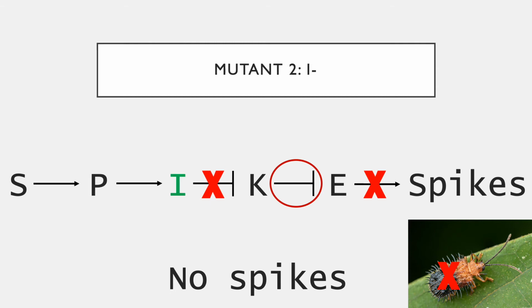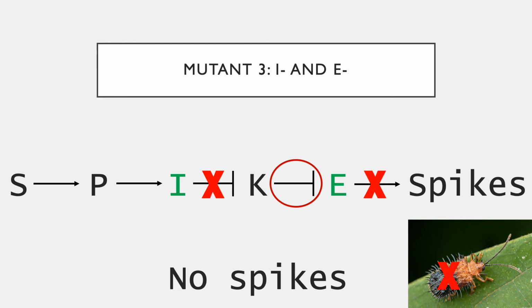The second mutant strain is mutated in the I gene. In this situation, the I gene product is not able to inhibit the action of the K gene product. Since the K gene product will not be inhibited, the K gene product will inhibit the action of the E gene product. With the E gene product inhibited, the spikes will not be produced.